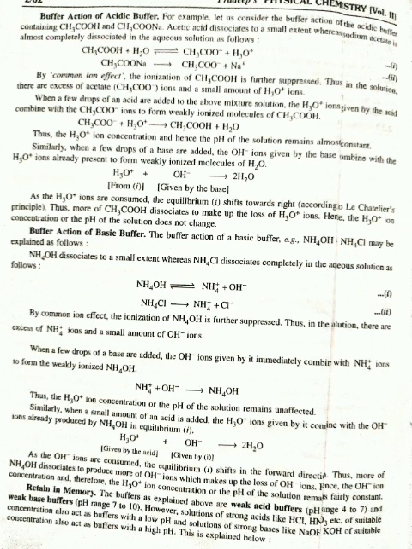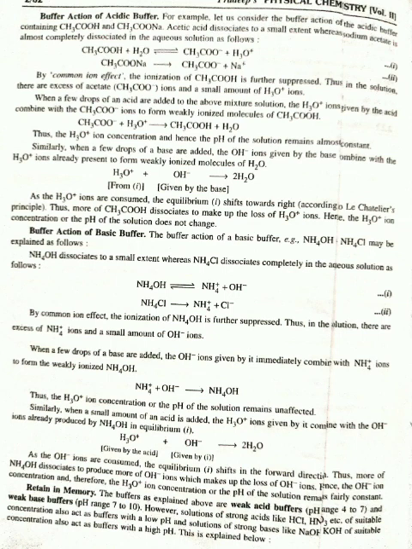Thus, the H3O+ ion concentration, and therefore the pH of the solution, remains unaffected. Similarly, when a small amount of an acid is added, the H3O+ ions given by it combine with the OH- ions already produced by NH4OH in equilibrium. As the OH- ions are consumed, the equilibrium shifts in the forward direction, so more NH4OH dissociates to produce more OH- ions, which makes up the loss of OH- ions. Hence, the OH- ion concentration, and therefore the H3O+ ion concentration or the pH of the solution, remains fairly constant.